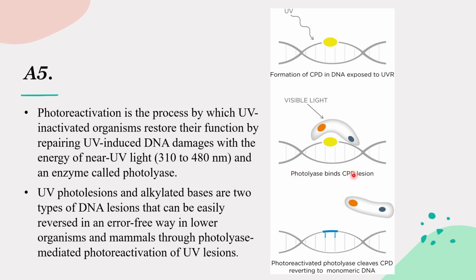And this photolyase binds this lesion, as you can see, and this happens in the visible light range, the near UV light region, that is the 310 to 480 nanometer range. Try to remember this range. This photolyase binds the CPD lesion and removes it, and the photoreactivated photolyase cleaves the CPD, reverting it to monomeric DNA. What is CPD and how is it happening? Another question will be there, and we'll discuss it later. Just look at the schematic representation and try to understand how this photolyase is helping in photoreactivation.